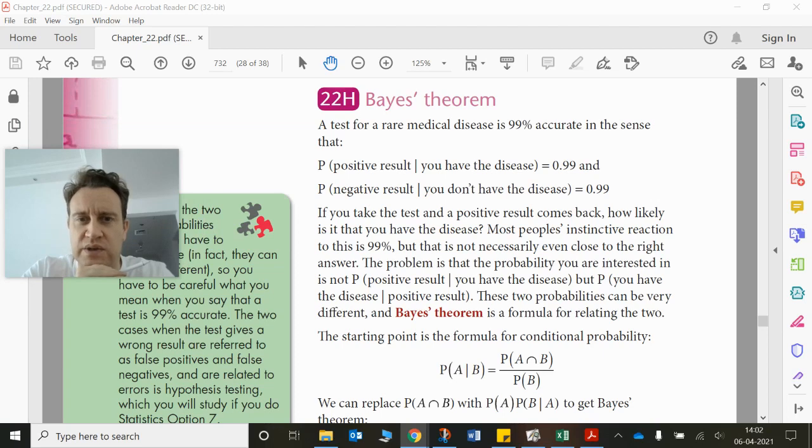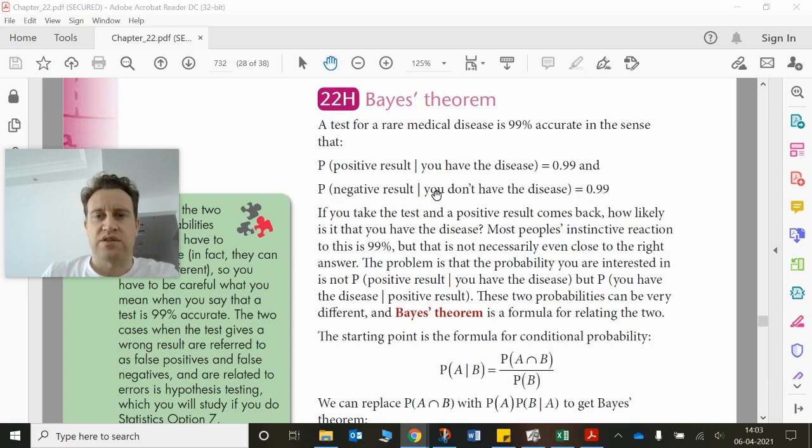Right, so this one is saying a test for a rare medical disease is 99% accurate, in the sense that the probability of getting a positive result, given that you have the disease, is 0.99. And that's the test for this rare disease. And the probability that you get a negative result, given that you don't have the disease, is 0.99.